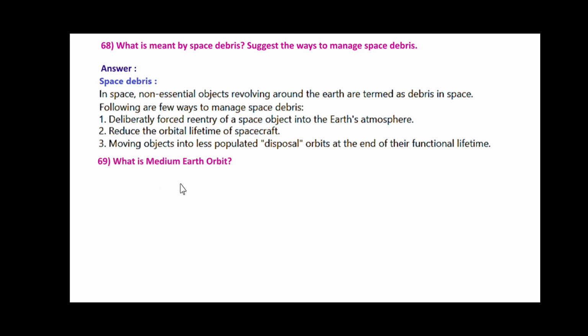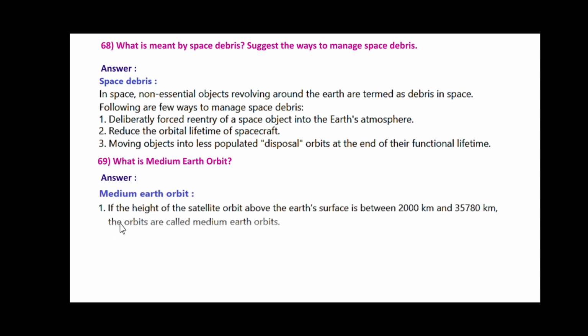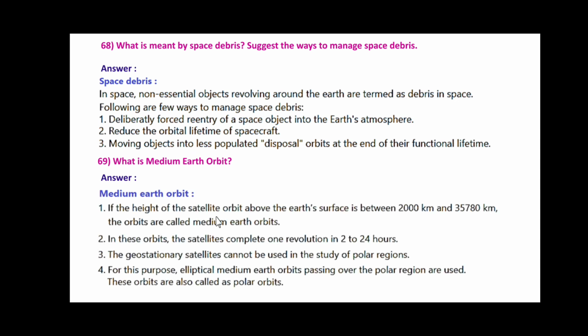What is medium Earth orbit? Medium Earth orbit is the height of the satellite orbit above the Earth's surface in between 2000 km to 35,780 km. These orbits are called medium Earth orbits. In these orbits, the satellite completes one revolution in 2 to 24 hours.